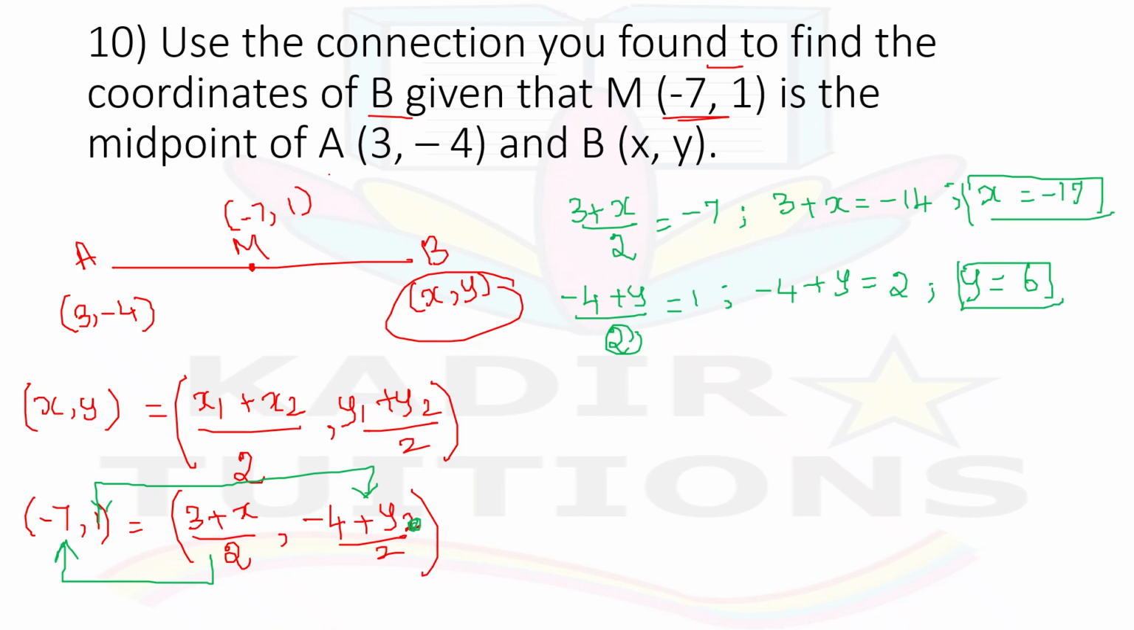So what is this actually? The coordinates of B. So what are the coordinates of B? Minus 17 comma 6. So we have found the answer for this question.